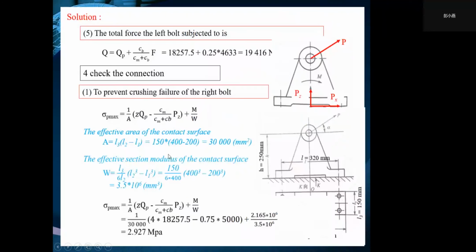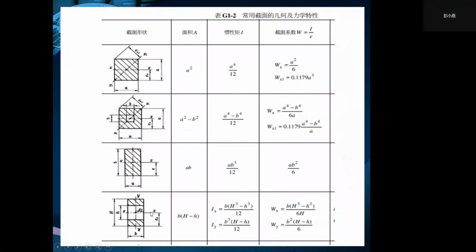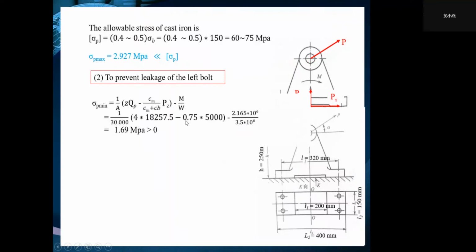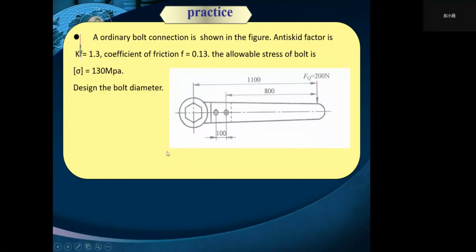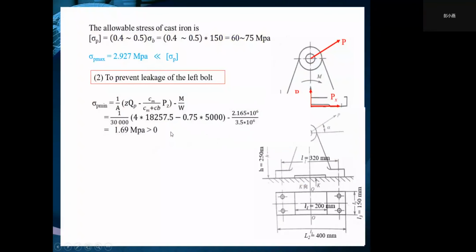and we have these equations, and the effective area A and effective section modulus W we obtain from this table for this shape, and we can calculate A and W. And to prevent leakage of the left bolt, we have this equation, and then calculate whether the design is acceptable. So this is for example 7.